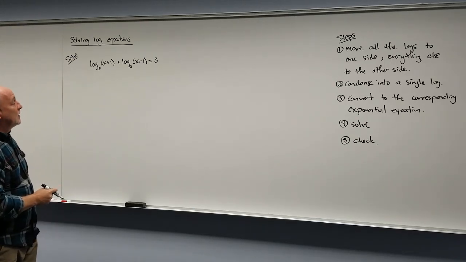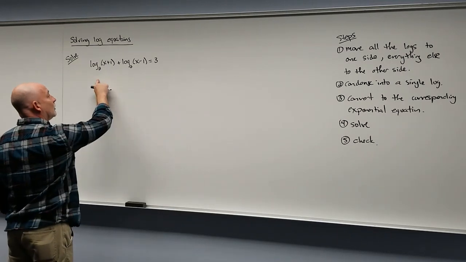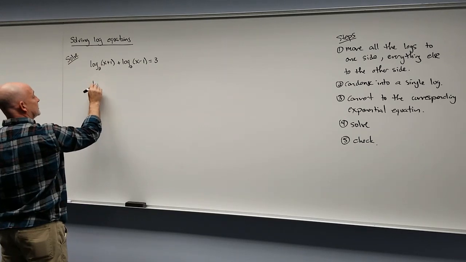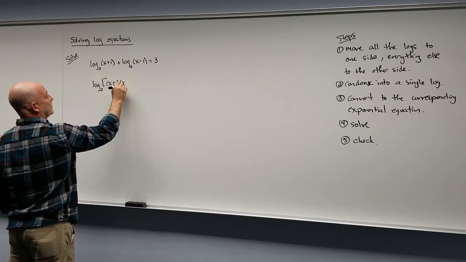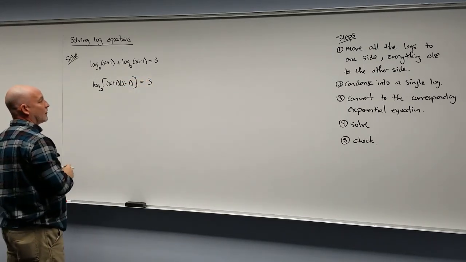All right, so hopefully you had time to take a shot at this. Following our steps, we already have all our logs on one side, everything else on the other side. We're going to condense this into a single log. So this is log base 2 of (x plus 1) times (x minus 1). I'll put a bunch of parentheses there. You don't need all of those, of course.